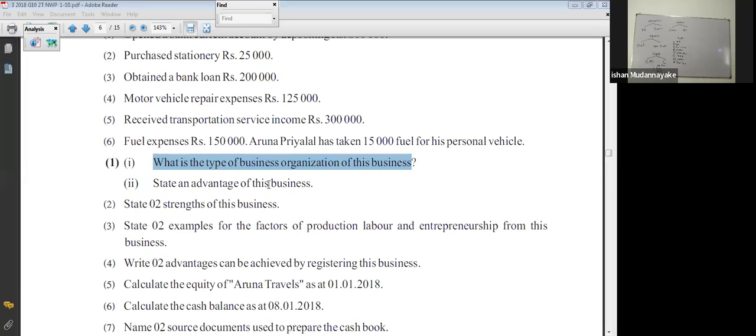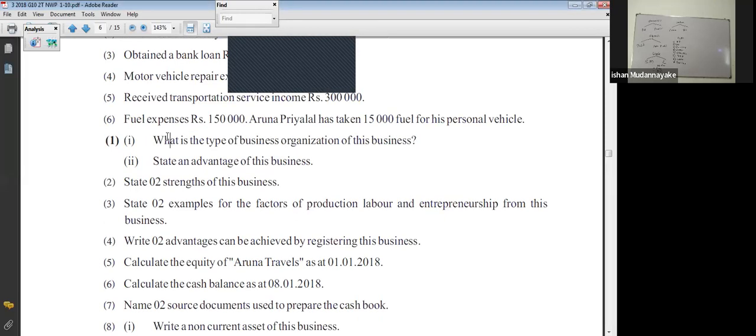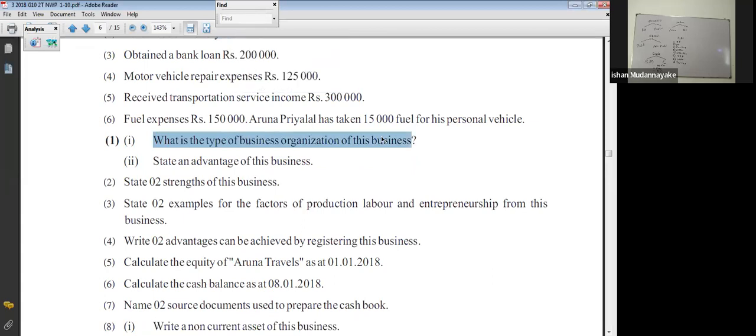Right, then here, first one is, what is the type of business organization? Sole proprietorship business. Then second one, state an advantage of this business. One of the advantages of a sole proprietorship business is enjoying profits alone. Another one, can use own skills at the best. Independent decision making, privacy can be maintained, convenience to start. Some of the advantages.